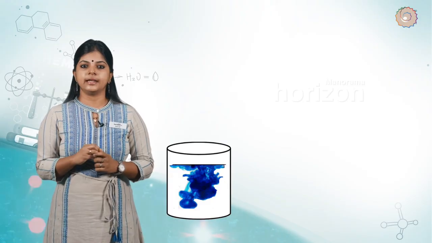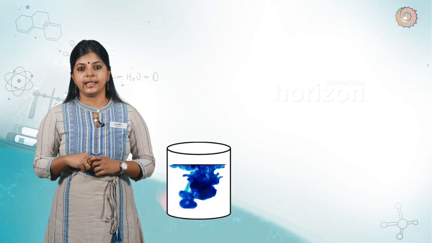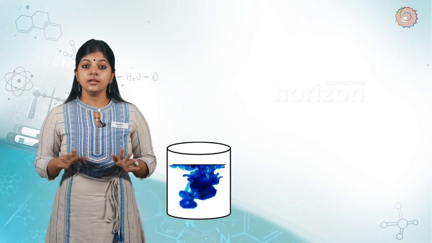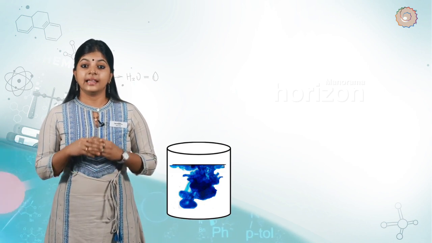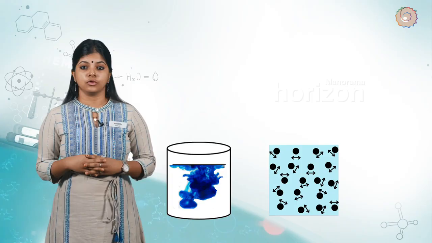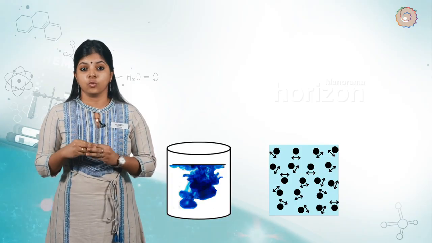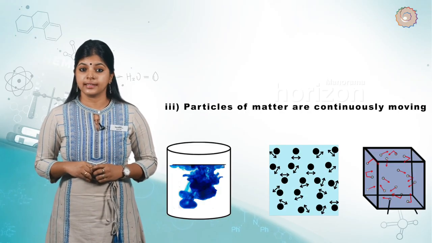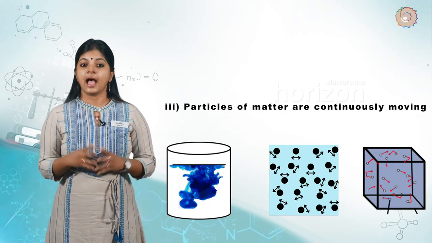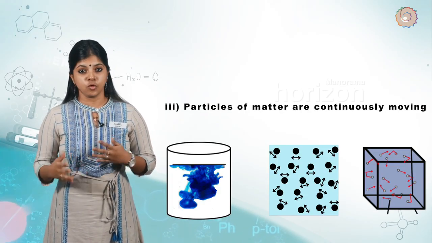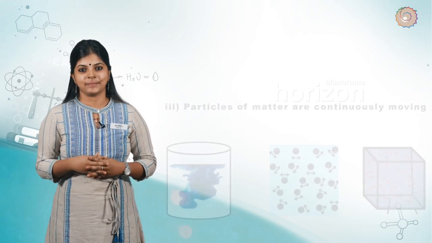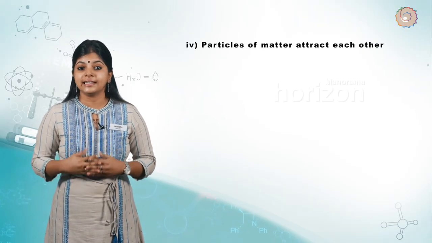Take some water in a beaker and put a drop of blue or red ink slowly along the sides of the beaker. Leave it undisturbed for a few hours. The ink spreads evenly throughout the water due to the movement of particles of water and ink, which confirms that particles of matter are continuously moving, and the intermixing of two or more different types of matter on their own is called diffusion.